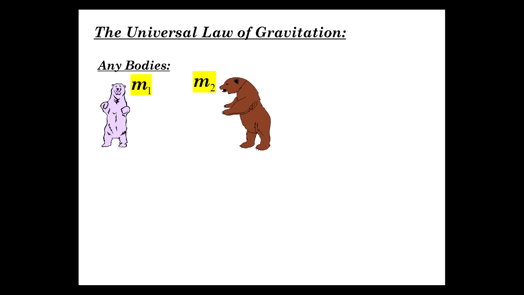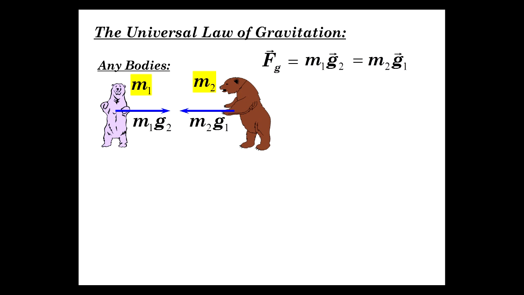And we have their masses, M1 and M2, and the force of 2 on 1 is given by M1G. M1G is mass 1 in the gravitational field of mass number 2. And according to Newton's third law, we have equal and opposite force, mass number 2 in the gravitational field of mass number 1. So those forces are equal and opposite. M1G2 is equal to M2G1.